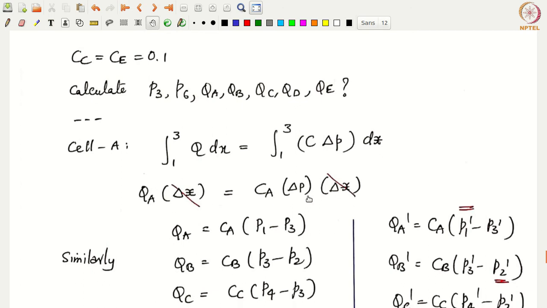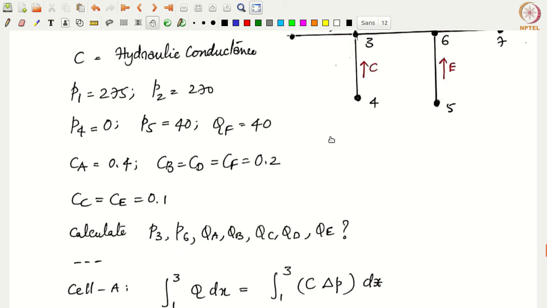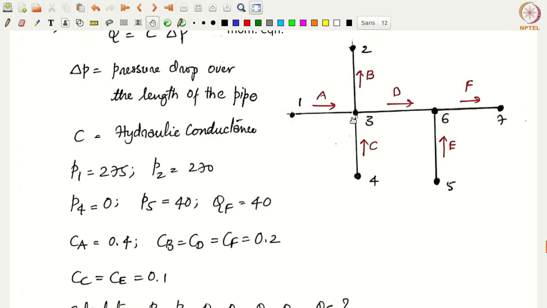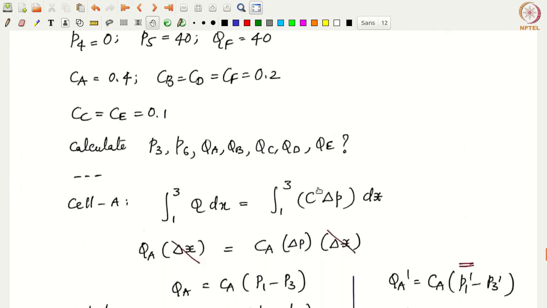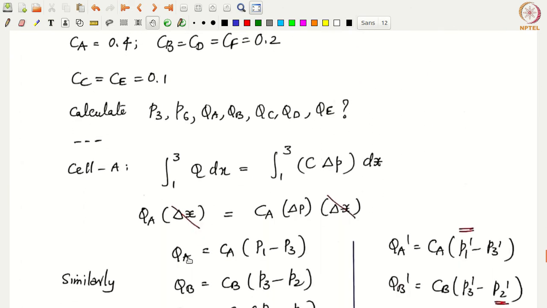And what is delta P? Delta P is the pressure drop across the length, and the length is for 1, 2, 3, so along this much length. That means P1 minus P3 would be delta P for the vector A. So that means this is basically QA equals CA times (P1 minus P3).